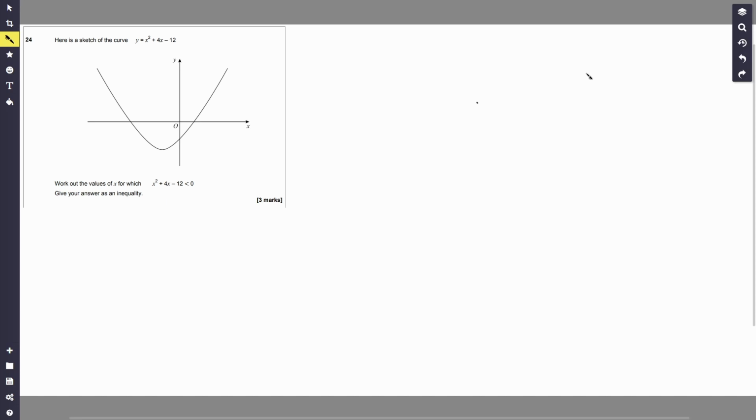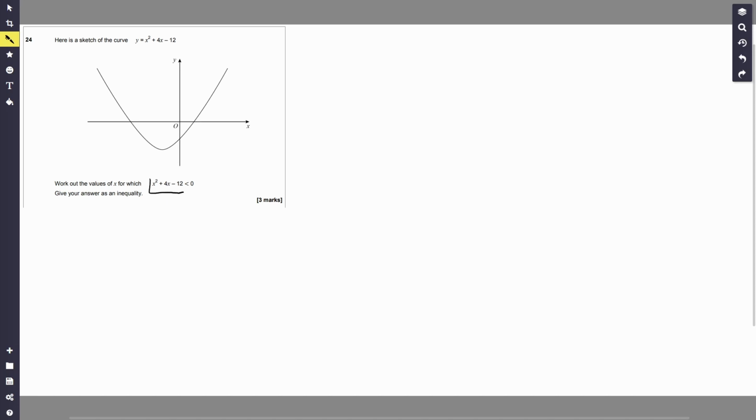Lovely. Okay, so this is the last question. This time it involves inequalities. It says sketch the curve. Here is a sketch of the curve, and it's been very helpful, giving us a nice sketch of the curve of y equals x squared plus 4x minus 12. There it is. Work out the values of x for which x squared plus 4x minus 12 is less than 0. Give your answer as an inequality.